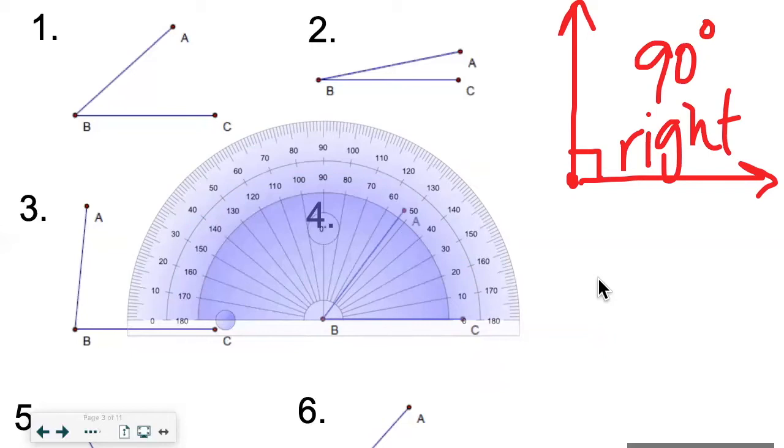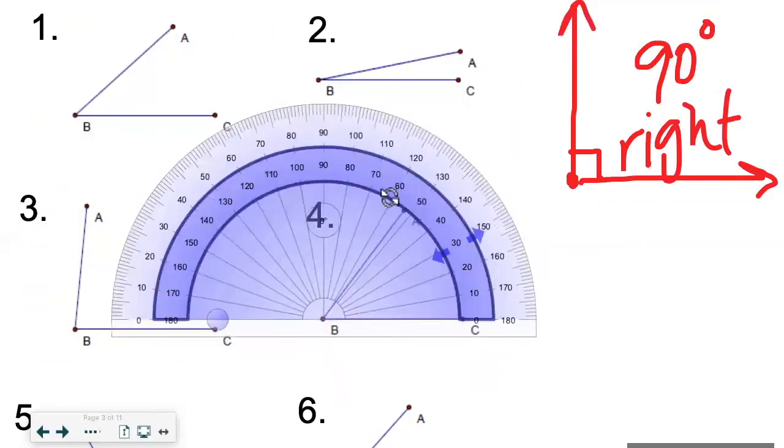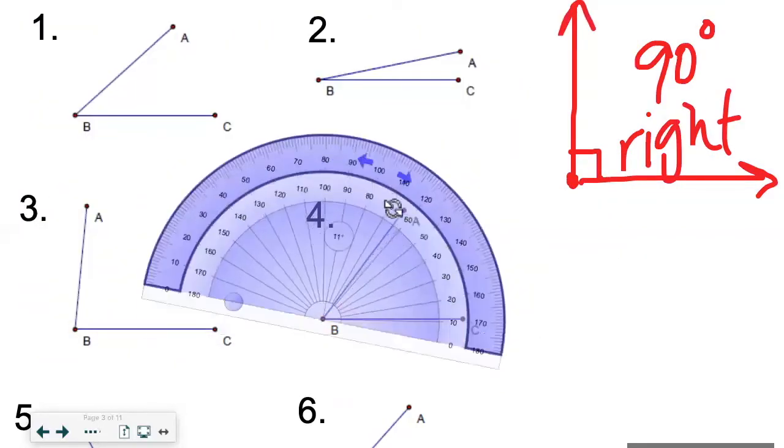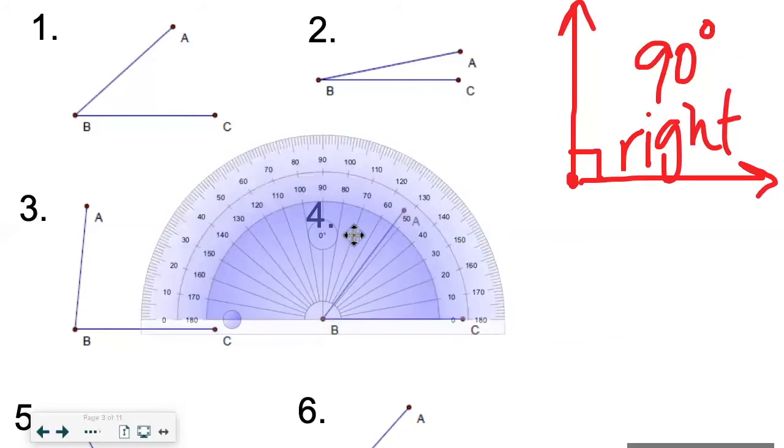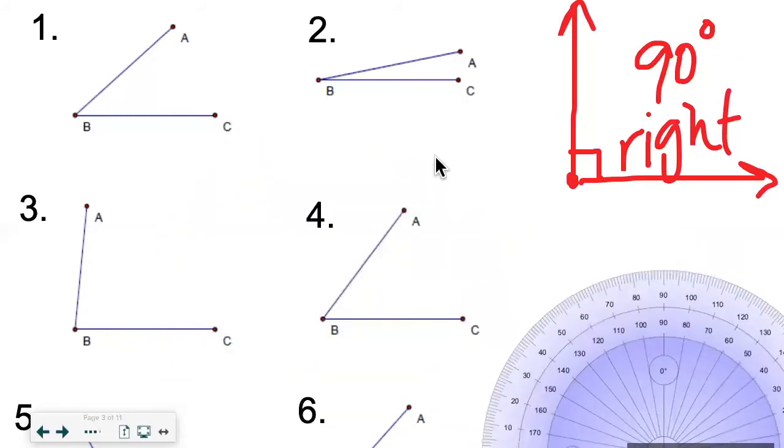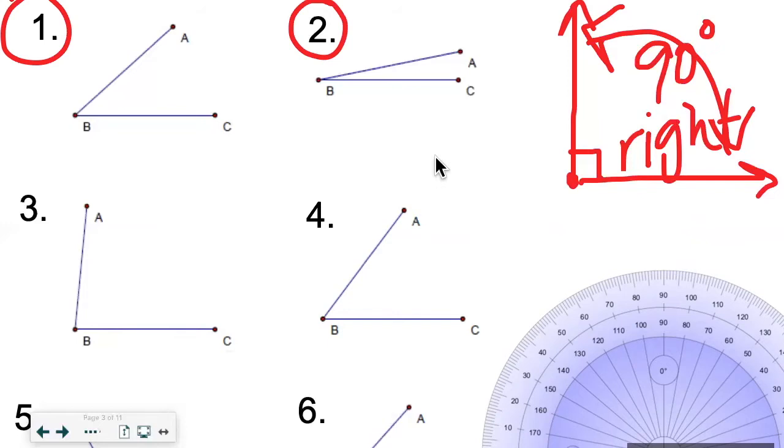Anything less than that, we have, in this example, where do we have angles that are less? Angles less than 90 degrees. Well, number 1 is less than 90 degrees. Number 2, because the space between the rays is less than this space here that you see on the right angle. Number 3 is less than 90 degrees, and number 4 is less than 90 degrees.